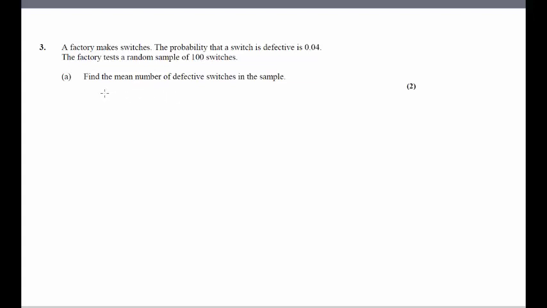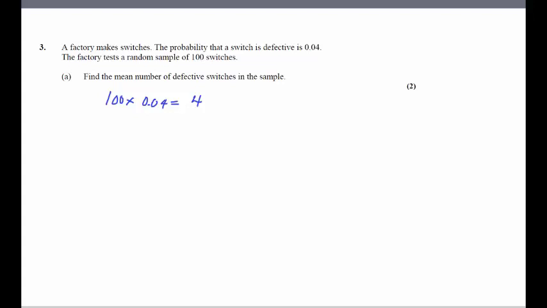And again, the formula here is just how many things we have. So we have 100 switches times the probability that it's defective, and it's defective 4 hundredths. And so we just multiply that out. We find that the answer is 4. So that's our mean number of defective switches in the sample.